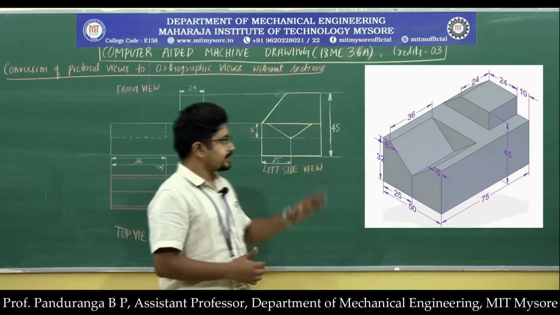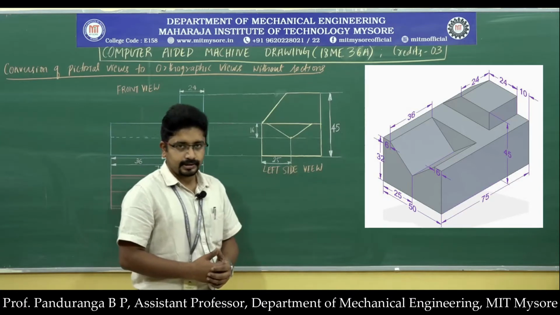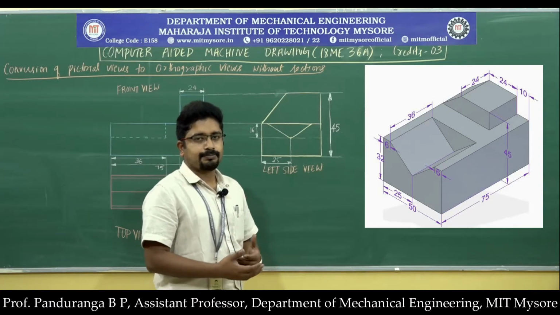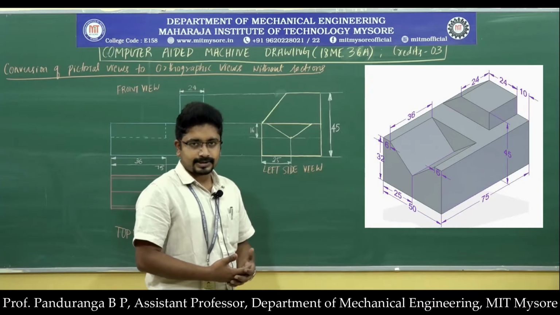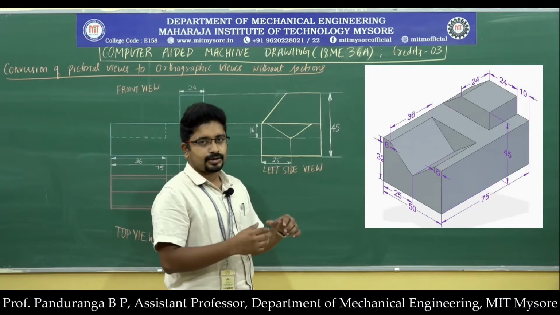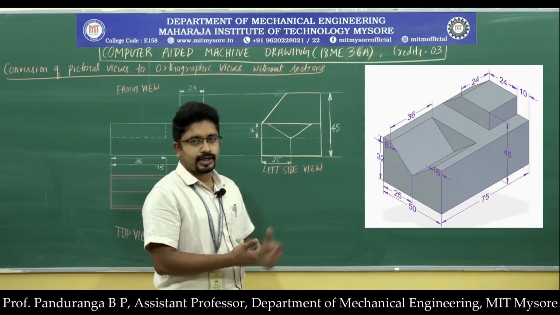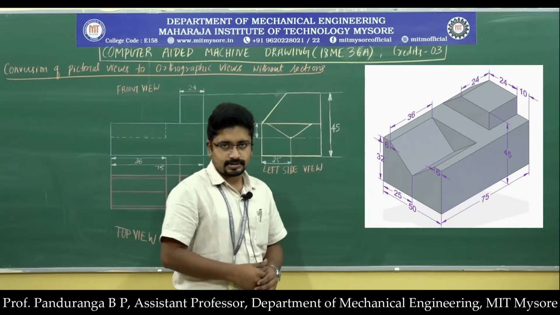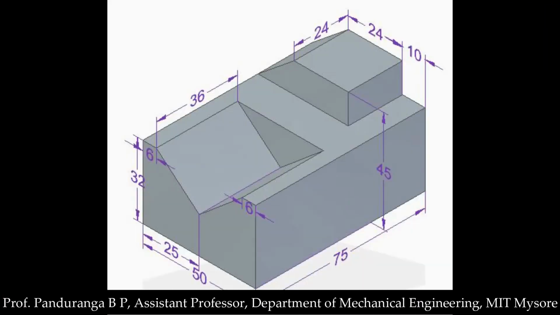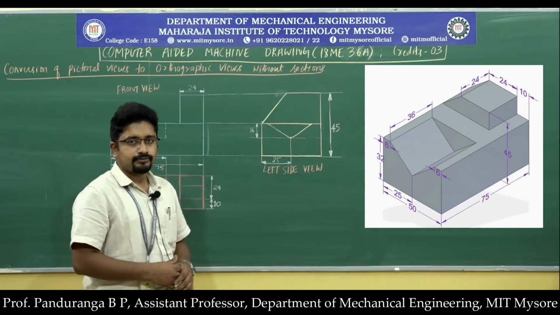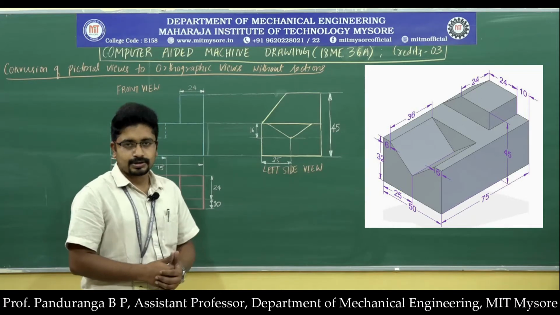Now first let us analyze the problem here. In this problem, you can see that the bottom is a prism, a rectangular prism, and there is a V channel cut out in that, and then above that you have some extra protruded portion. So we need to draw this. First, observe all the dimensions. Once we observe all the dimensions, then we need to draw the orthographic projection of that.